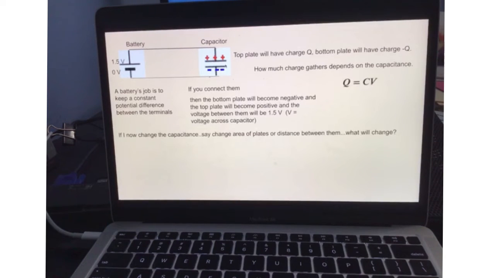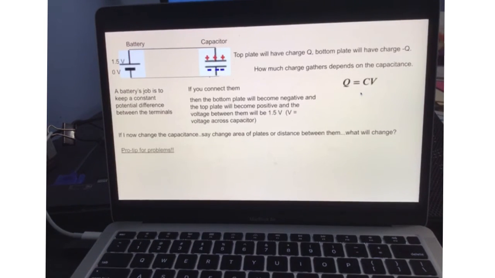This is a kind of thing that they do a lot. They say, now I change the capacitance. That can happen a couple different ways. If it's just a parallel plate capacitor, remember that the capacitance was epsilon naught A over D, so I can change the area, or I can change the distance between the plates. So what will change if I change the capacitance? Here's my C. I change this. What else is going to change?